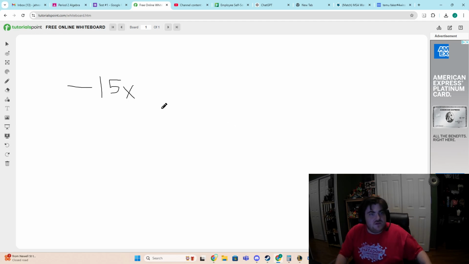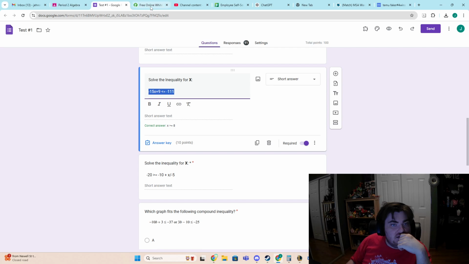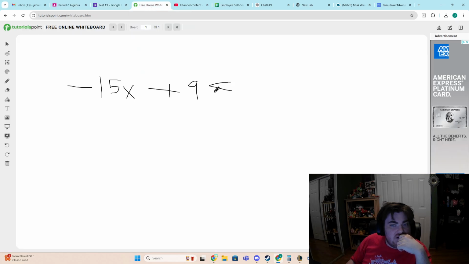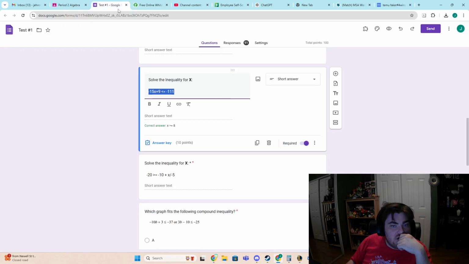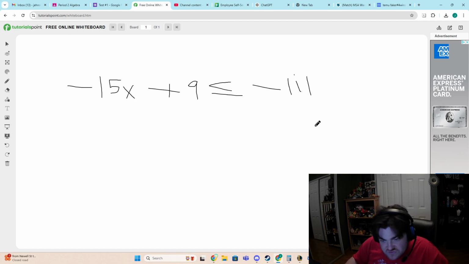Sorry about that. So negative 15x plus 9 is less than or equal to negative 111. All right, so let's look at this problem real quick. First things first. What it is basically saying is, if this statement is true, what numbers can I put in for x that will stay smaller or equal to negative 111?